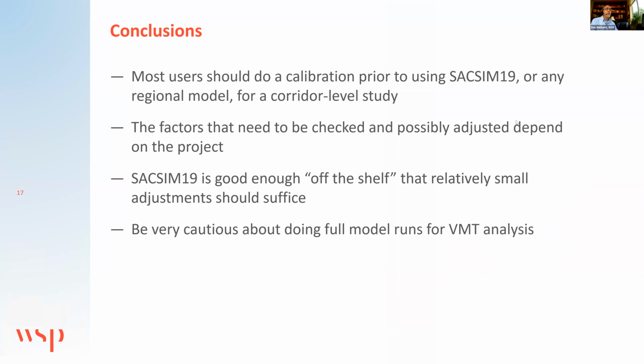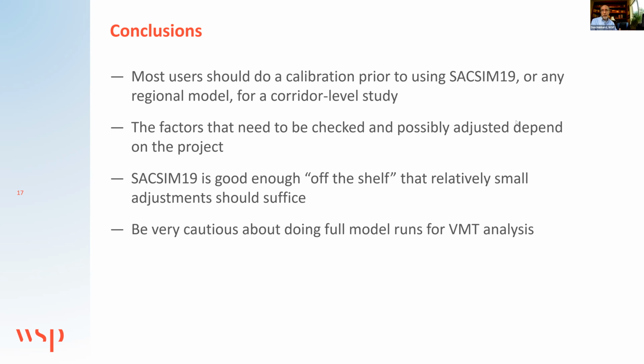So our conclusions. Most users should do a calibration prior to using SACSIM 19 or any regional model for a corridor level study. If you're a consultant, you should be thinking about doing a calibration before you use it for an EIR or something like that, or a design study. If you're an agency, you might want to put calibration into the scope of work for whoever is going to do your studies. The factors that need to be checked and possibly adjusted depend on the project.